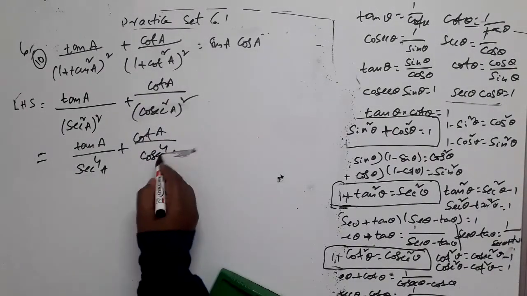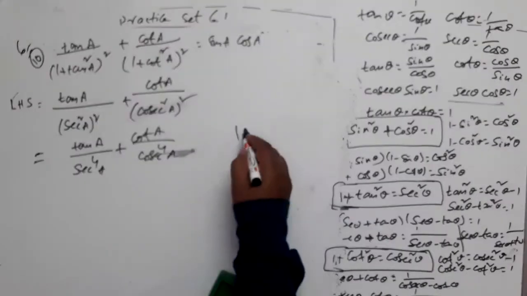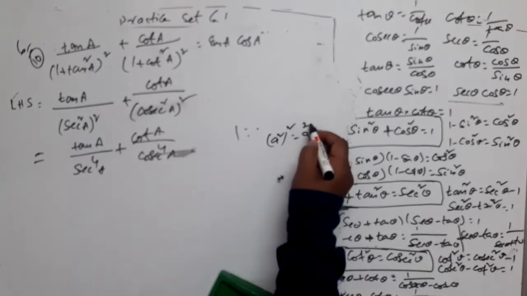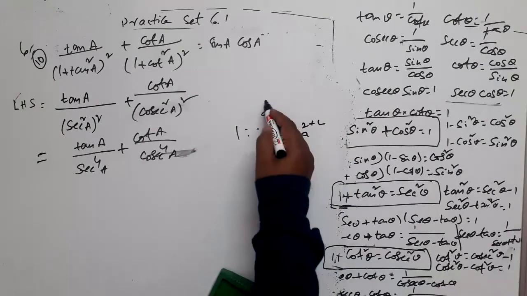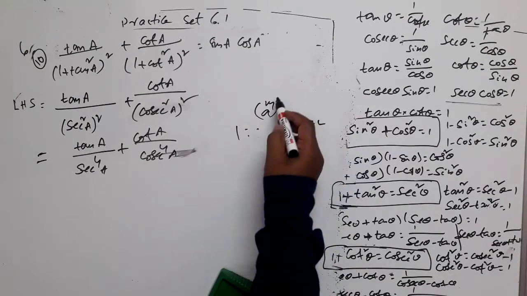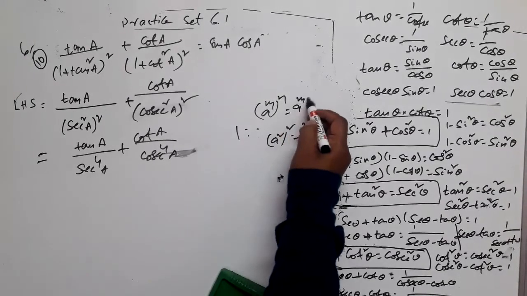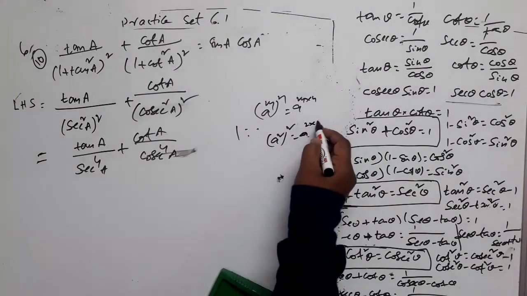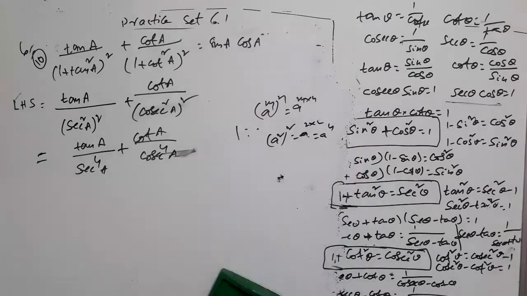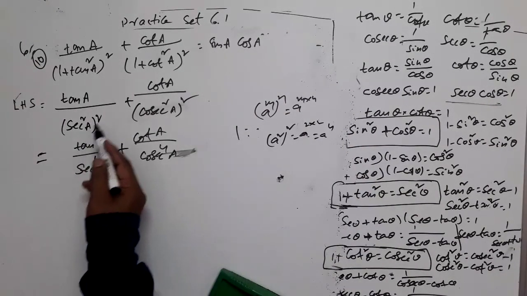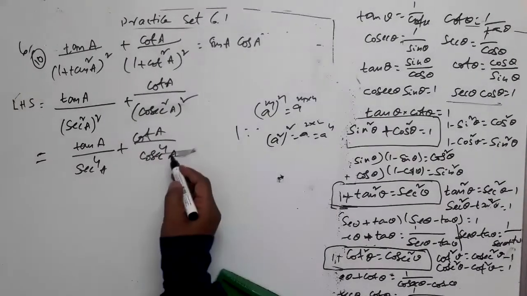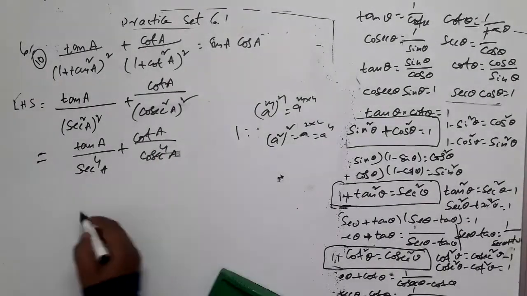Can I write like this? Why? A square whole square can be written as A power 2 into 2, right? If I have A power m whole power n, I can write it as A power mn. So A square whole square is A power 2 into 2, that is A power 4. So secant square A whole square is of this form. So I have written this, right? In the same way, cosecant square A whole square became cosecant power 4A, right?